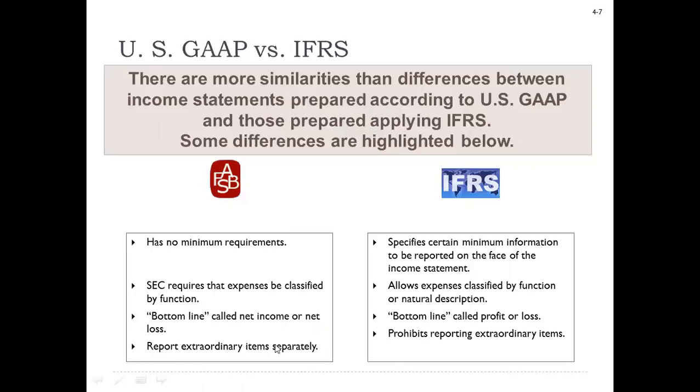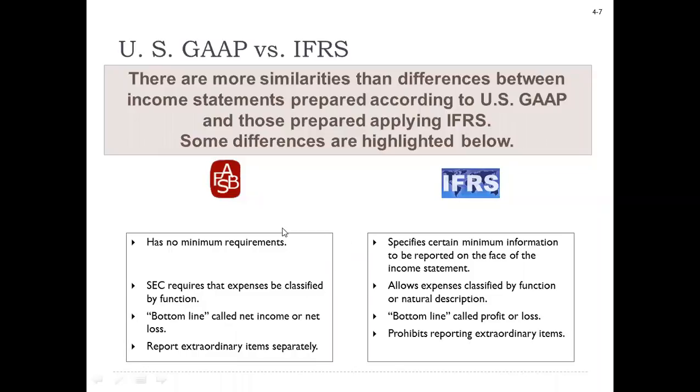Extraordinary items are shown separately for US GAAP, whereas in IFRS, extraordinary items are not shown separately but are included as part of operating income. Okay, there's some smaller differences.